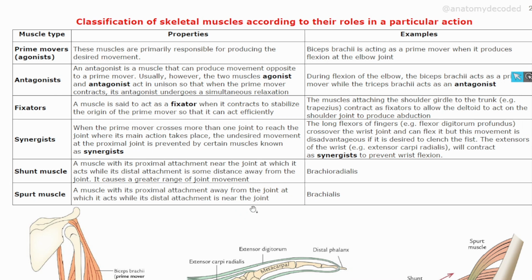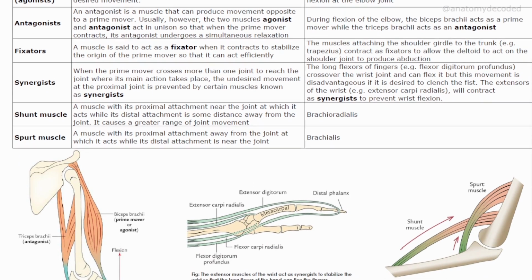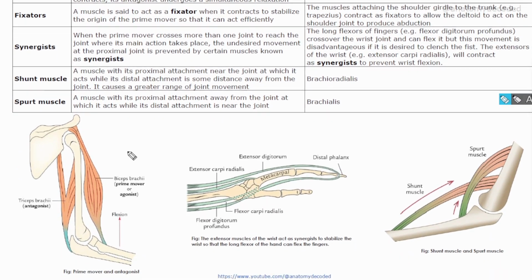Just see the examples here in this image. Here we can see prime mover and the antagonist. This is the arm region. Anteriorly we can see a muscle, biceps brachii. Posteriorly is the triceps brachii. The movement which is occurring here is flexion. So in flexion, biceps brachii is a prime mover and triceps brachii is an antagonist. Now let's learn the next heading.